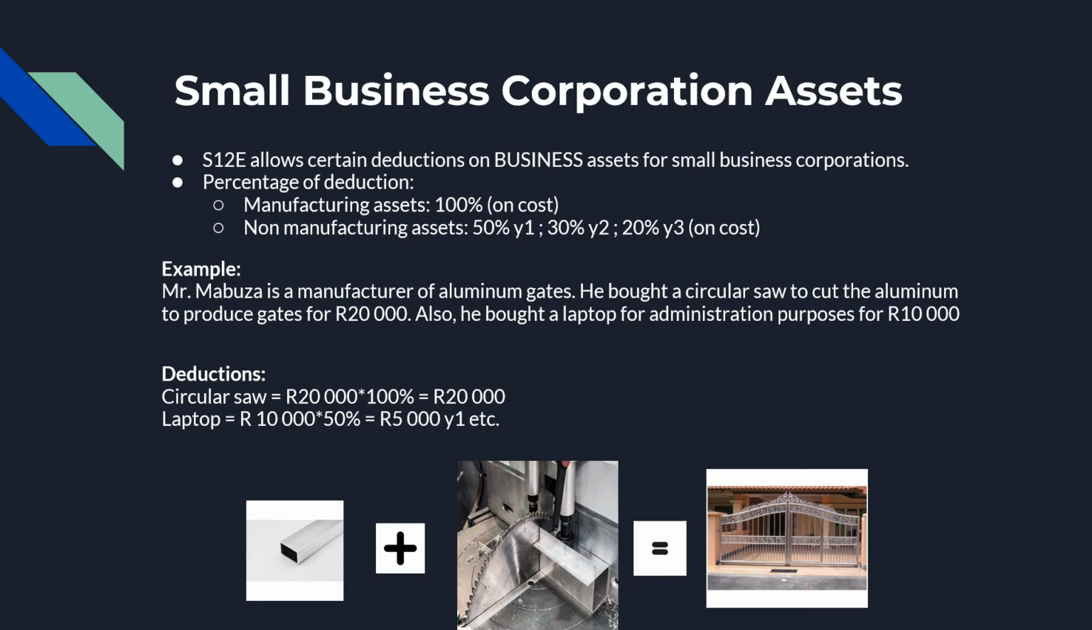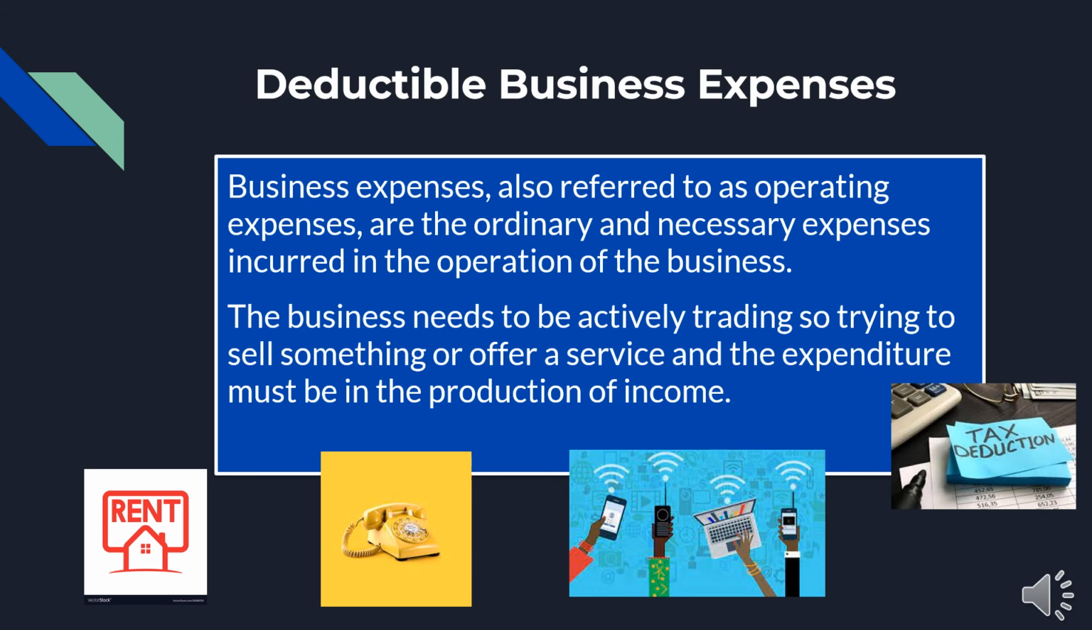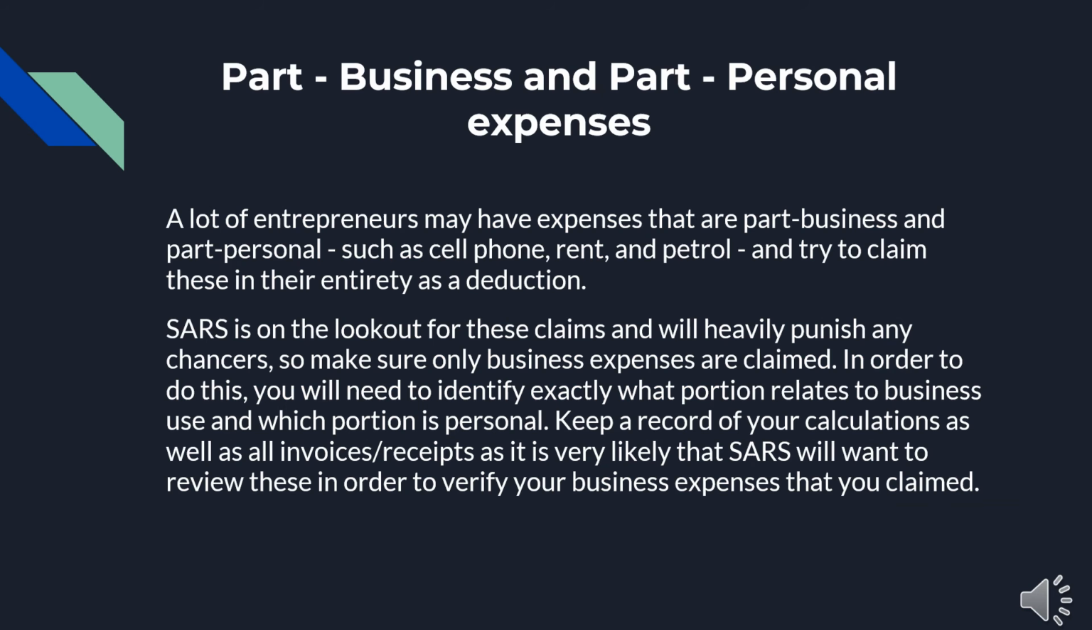Now, bear in mind that such assets can also be deducted according to the general binding rule that you may find in the Income Tax Act. SARS will also allow a deduction on business expenses for the year. Such expenses include internet expenses, telephone costs, insurance, etc.